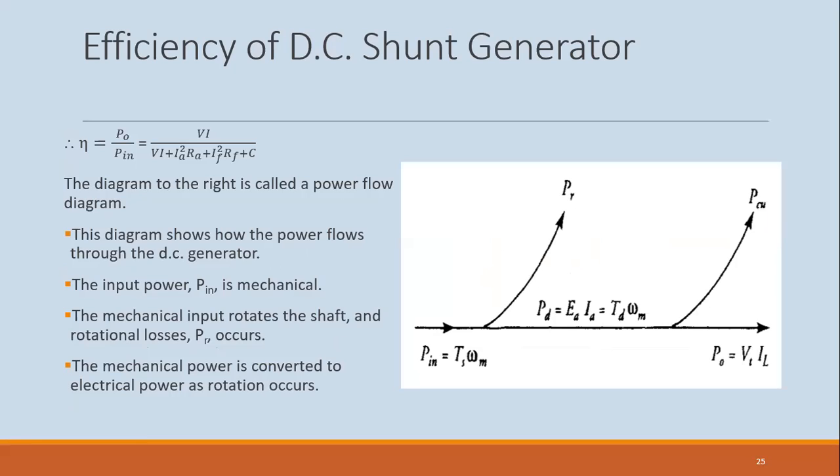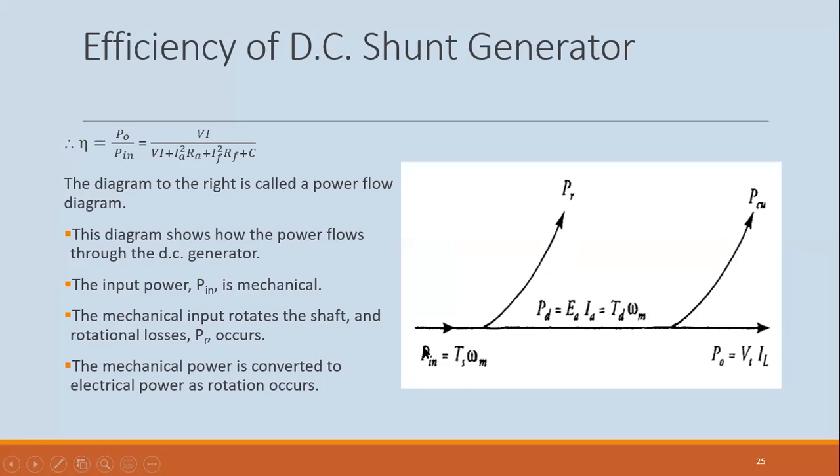All right, so if we were to write the efficiency, then it's going to be P out over P in. And we said that P out was V times I, and then P in was V times I plus the winding losses and the constant loss. Now this diagram here is a power flow diagram, and it indicates how the power actually flows through the generator.